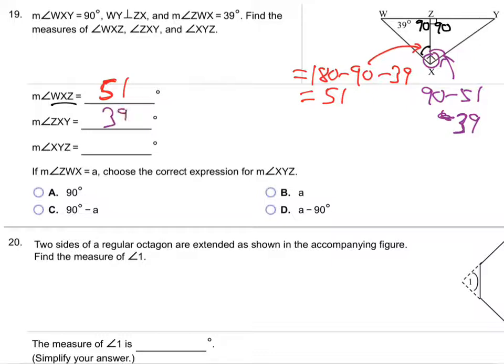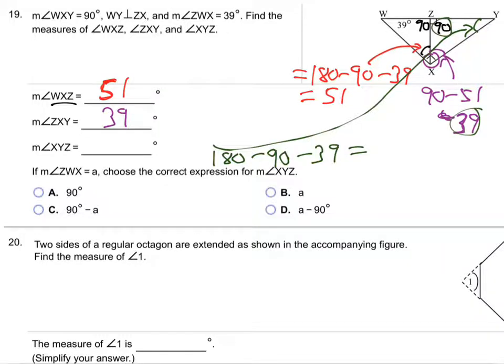39. That was tricky. Okay, and then finally XYZ, which is which one? XYZ. This one, XYZ. So that one there has got to be 180, because the triangle holds 180, minus 90, this 90, minus 39, because that's that other one. So what does that equal? Well, that's back to the 51, isn't it? Yeah, 51, there we go.